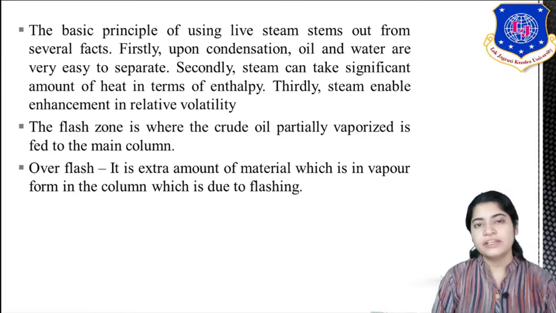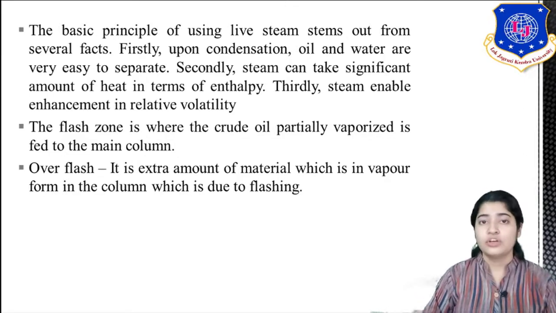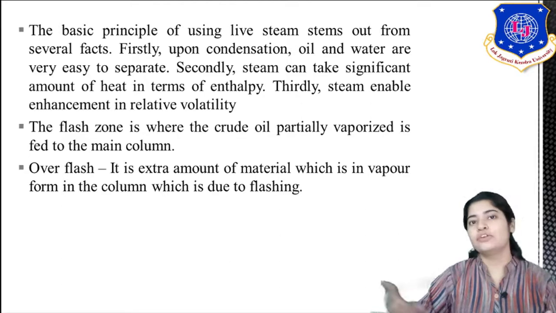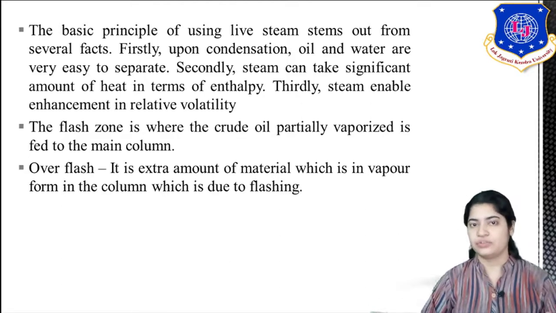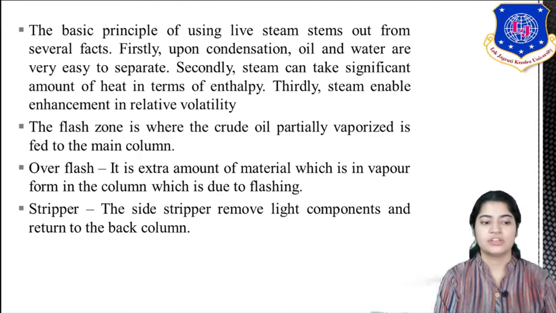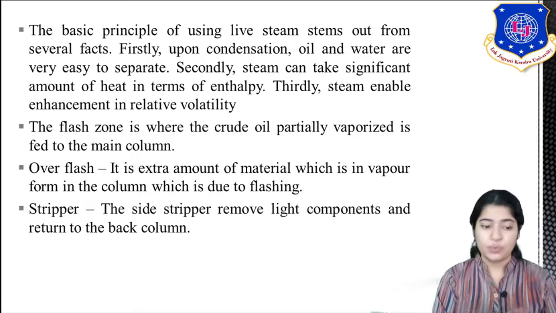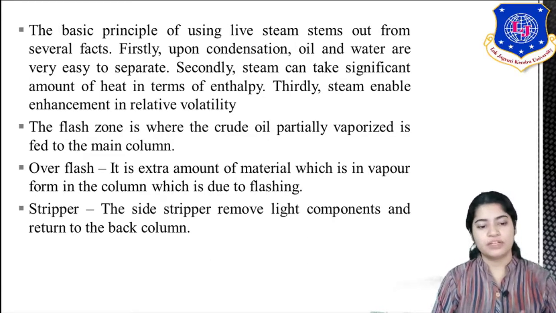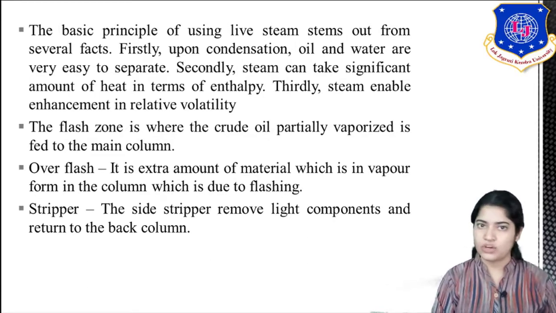The limit is about 2 to 5%. So what is overflash? Extra amount of vapor because of flashing. That is your overflash. Next is the stripper. Why are strippers used? It is used to remove the light components and return them back to the column.